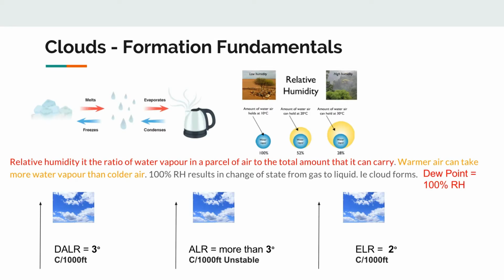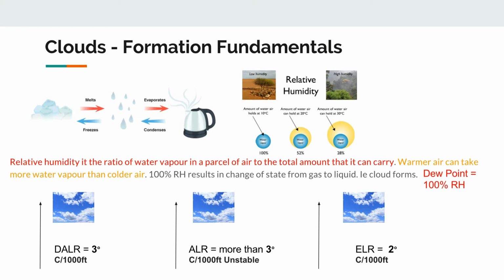Right, so cloud formation, the fundamentals. So in day-to-day life, without any clouds, there's water vapour in the air, although it is in gaseous form. However, we have this thing called the dew point, where it changes state and it condenses. The air condenses at a certain temperature into a liquid form. And in meteorology, we have this thing called relative humidity, and it is the ratio of water vapour in a parcel of air to the total amount that it can carry.